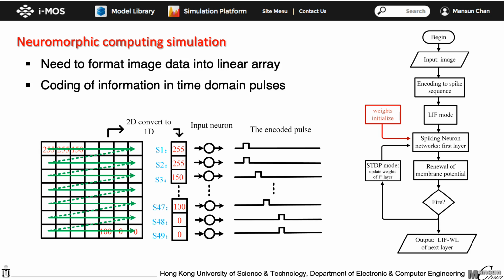Before passing the image into the array, the 2D images have to be converted into 1D arrays to line up with the corresponding synapses. And then, the value of each pixel is encoded into pulses in the time domain before being sent through the synapses into the neuromorphic array.